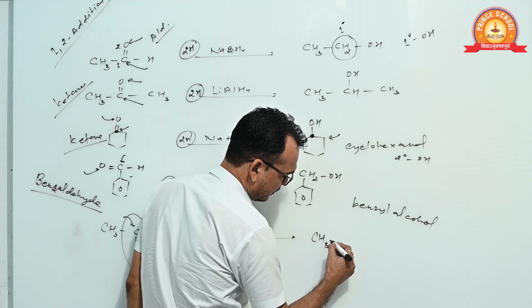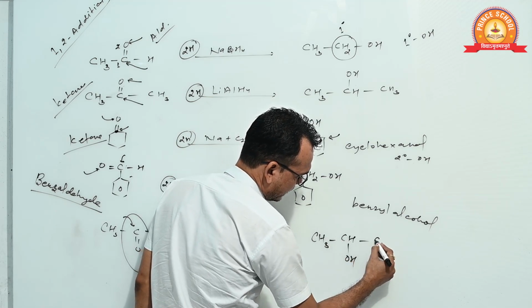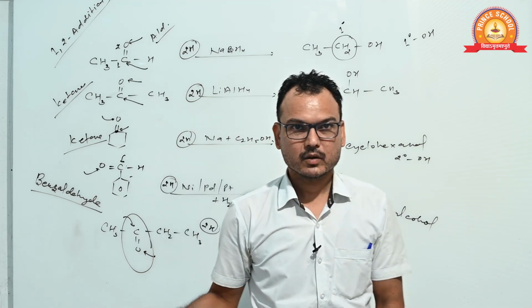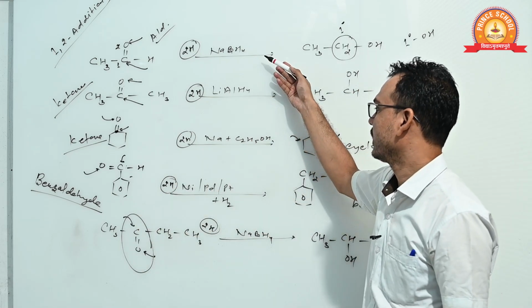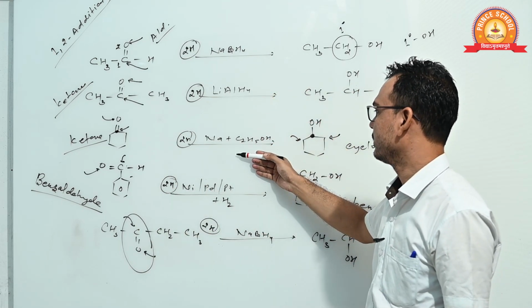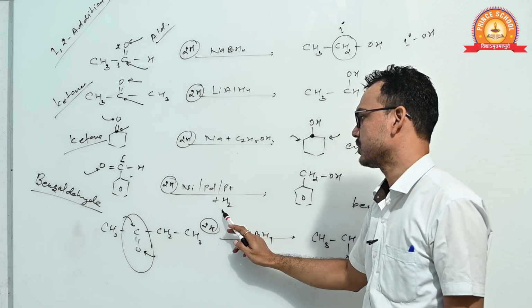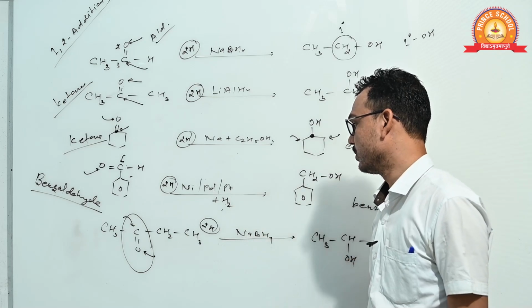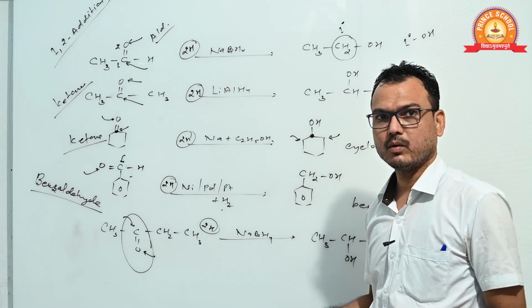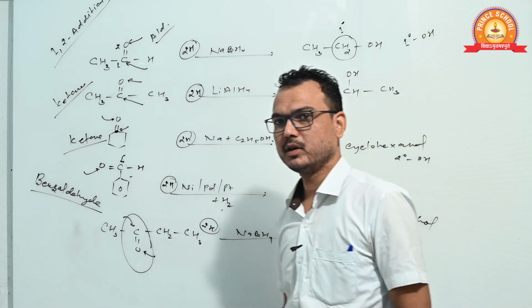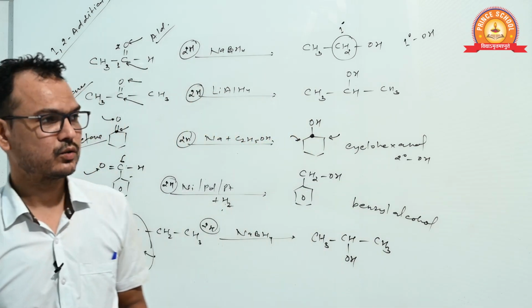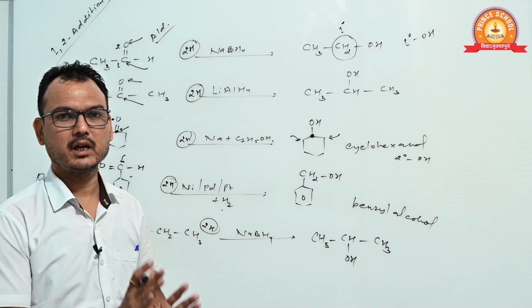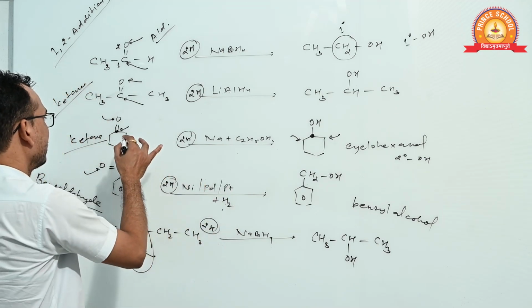This is converted into CH3 CHOH CH3. All of these reagents, sodium borohydride, lithium aluminum hydride, sodium plus ethanol, and nickel H2 or palladium H2 or Pt H2, and sodium amalgam also convert the carbonyl compound into CHOH. So it is the first type of reduction in which the C double bond O converts into CHOH.